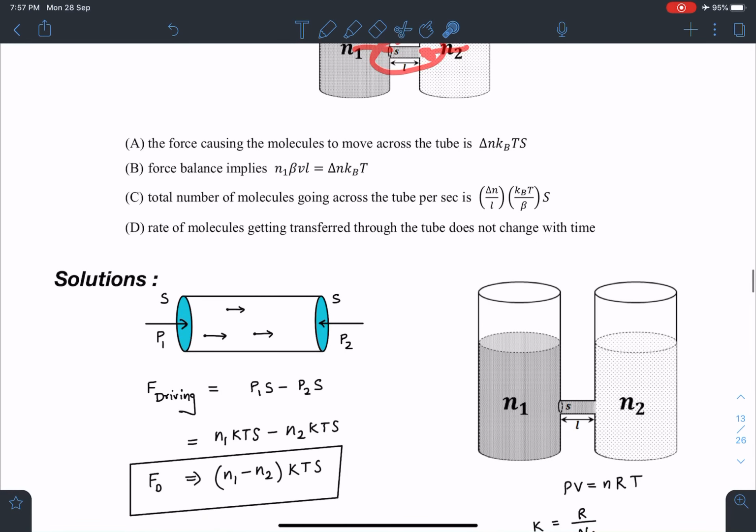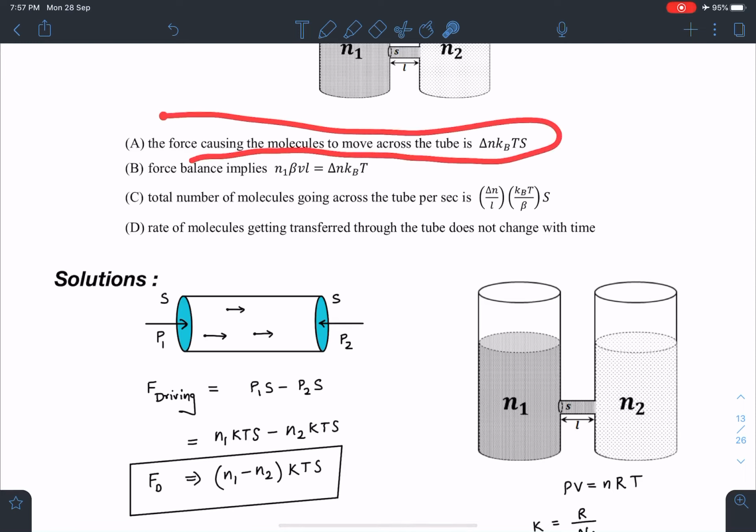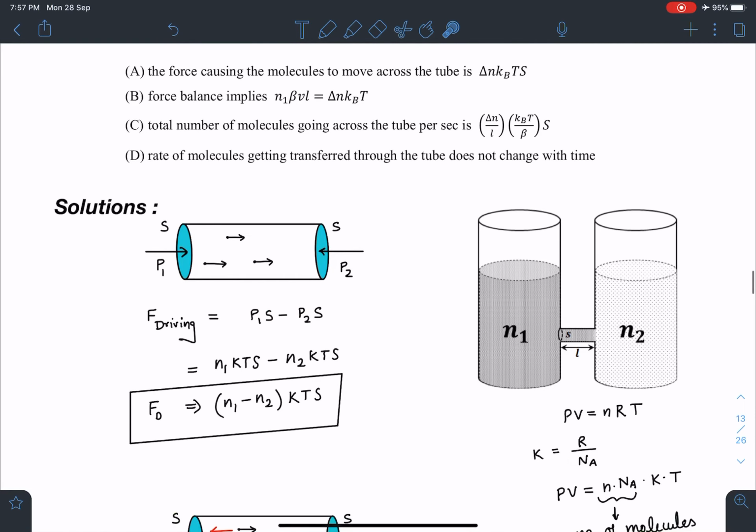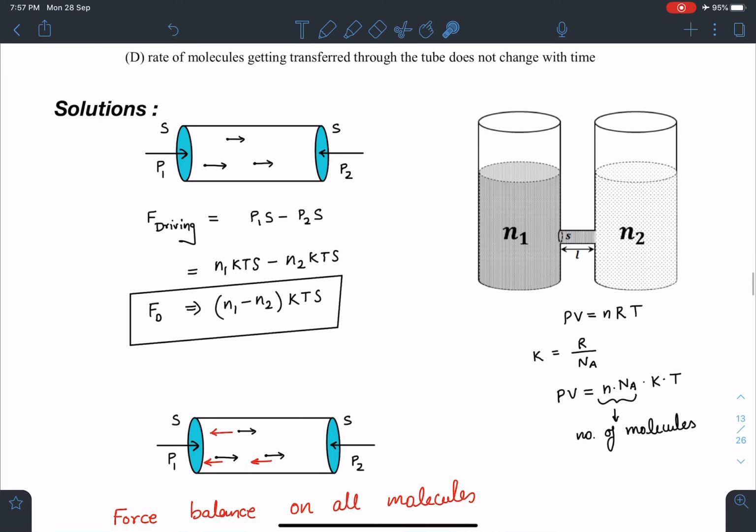So here we can say the force causing the molecules to move across the tube is this pressure. So I can just simply write it as P1 into area minus P2 into area. And if you see here, PV is equal to nRT. We are asked to treat this KMnO4 solution as ideal gas.